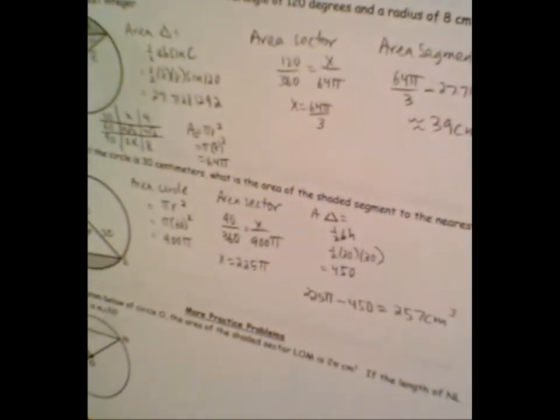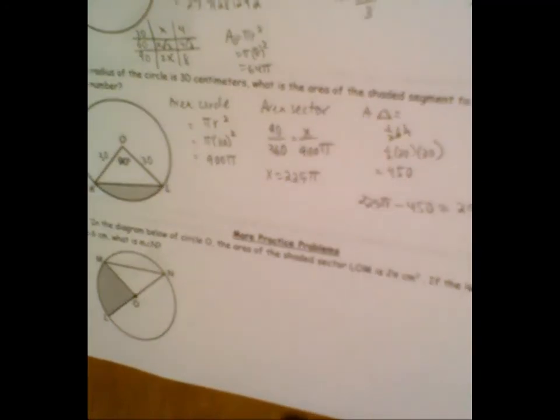So 1, 2, 3, 4, 5, 6, 7, 8, 9. Right now you have 9 problems. I'll do one more so you only have 8 problems to do.